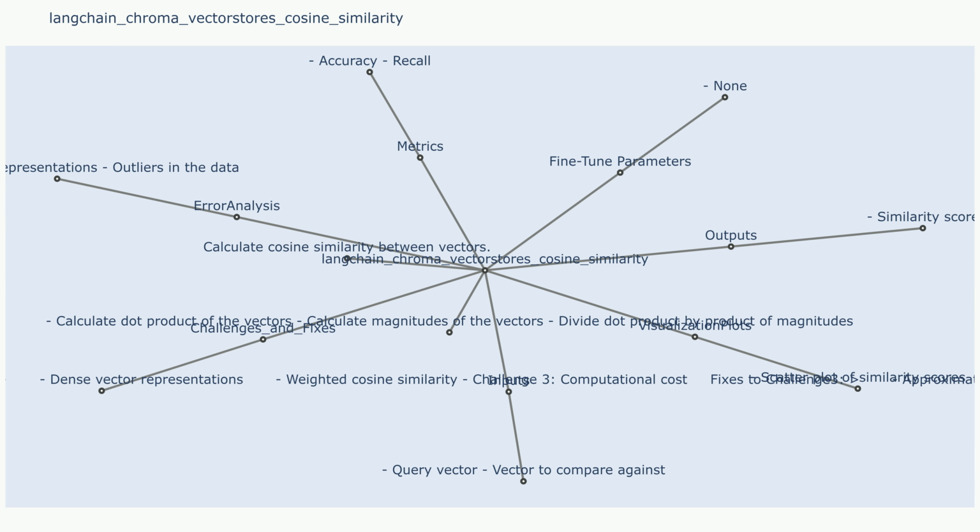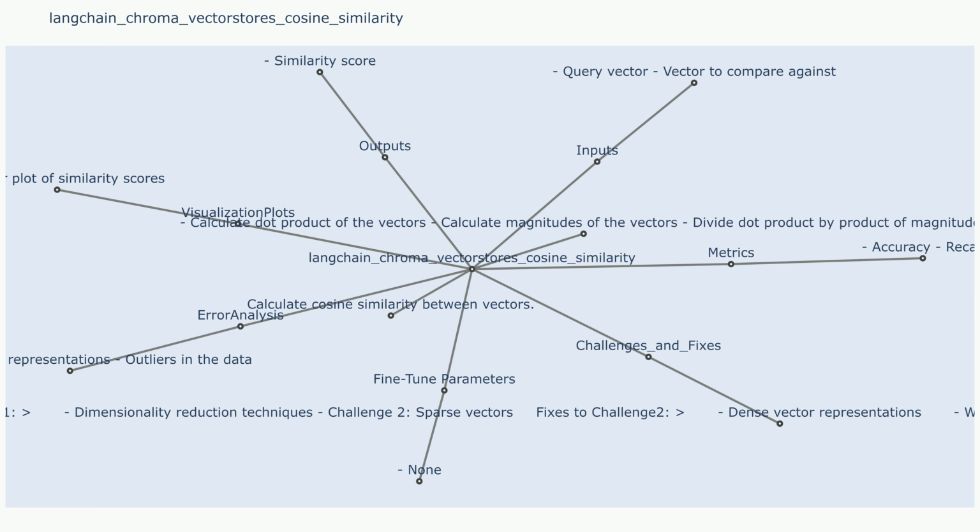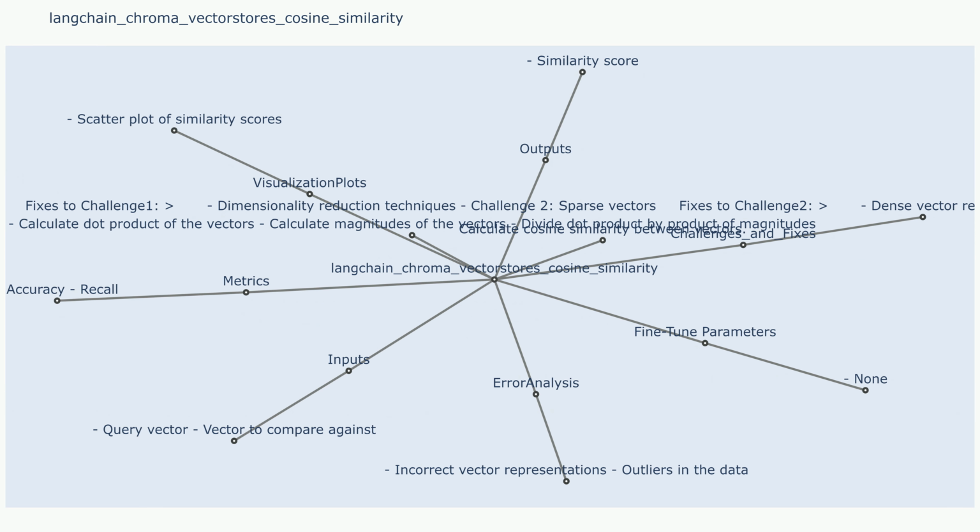Metrics. Metric 1, cosine similarity score. This measures the angle between two vectors, providing a value between 0 and 1, where 1 indicates perfect similarity. Metric 2, mean average precision (MAP). This metric assesses the retrieval performance of a vector store by averaging the precision scores for each query at different ranks.